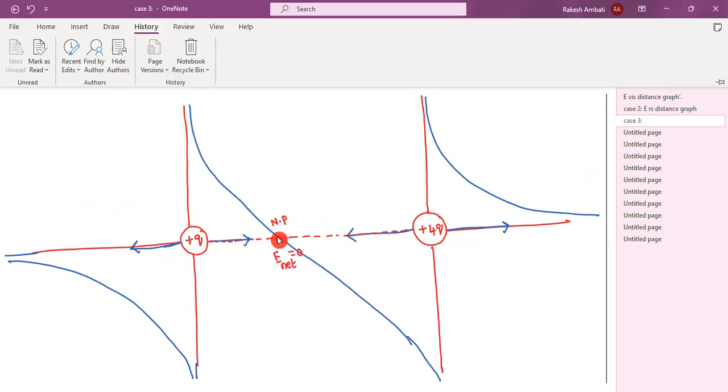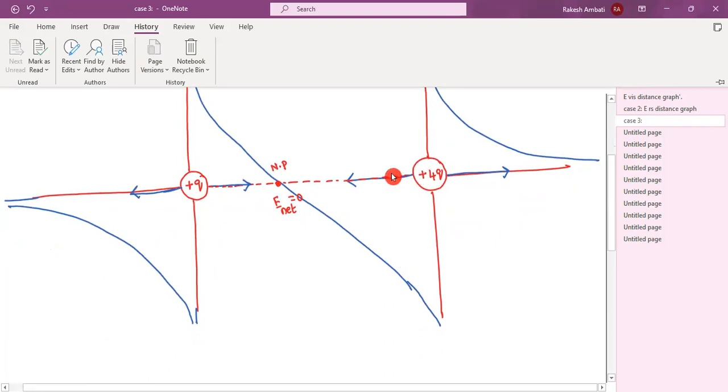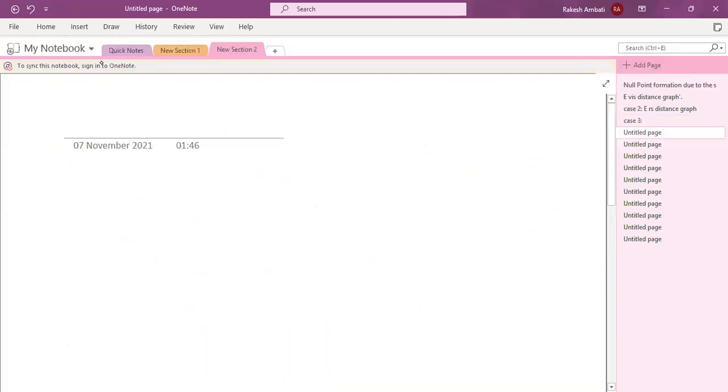So at null point, resultant electric field becomes 0. If intensity is in the negative direction, intensity graph on the negative side. If intensity is in the positive direction, intensity graph on the positive side. At null point, resultant electric field becomes 0. So this is the third case. Next, fourth case.